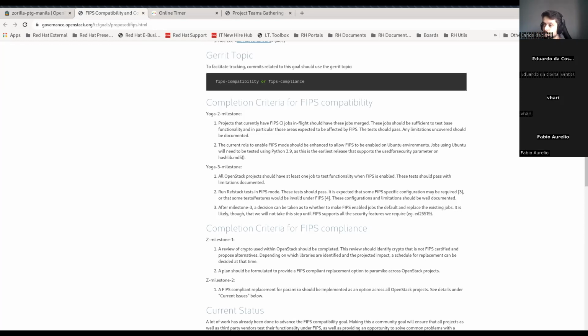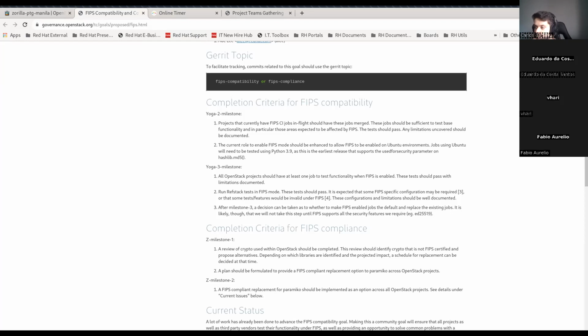And yeah, for compatibility on milestone 3, all OpenStack projects should have at least one job to test their functionality when FIPS is enabled. This test should pass with limitations documented and run refstack tests in FIPS mode. This test should pass, and it's expected that some FIPS specific configuration may be required.